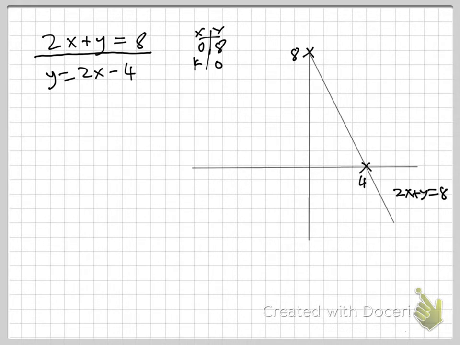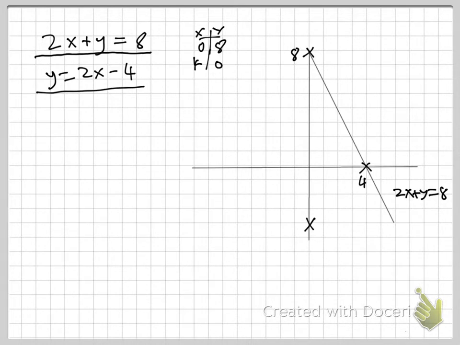Right, let's graph y equals 2x minus 4. Now, I'm going to do this by slope-intercept. The y-intercept is negative 4. Remember this? y equals mx plus b. So that's the y-intercept, negative 4. The slope is positive 2, so I'm going to go up 2 and over 1.